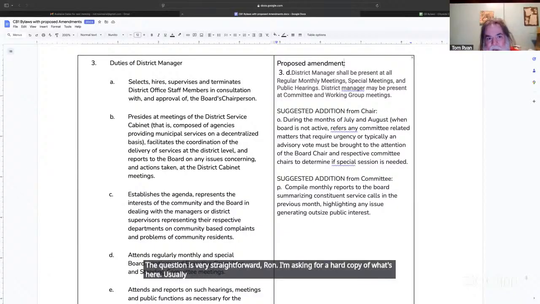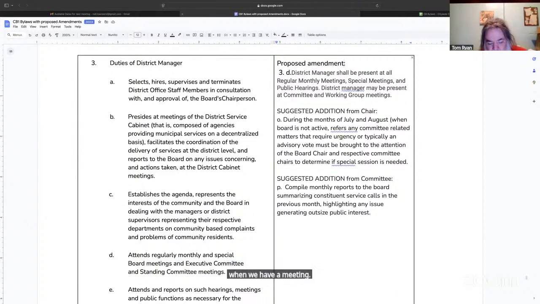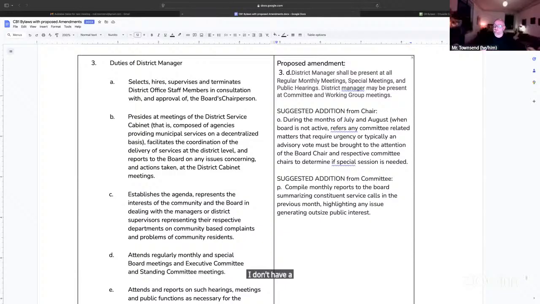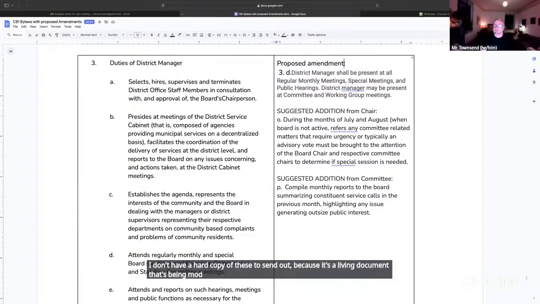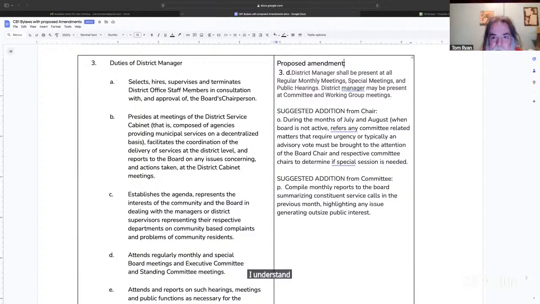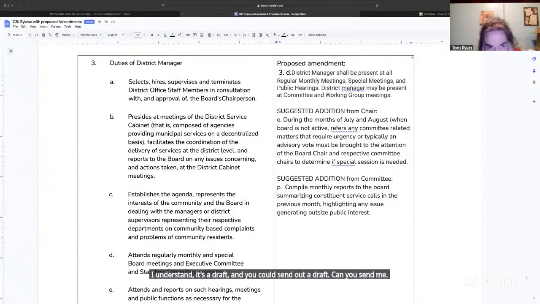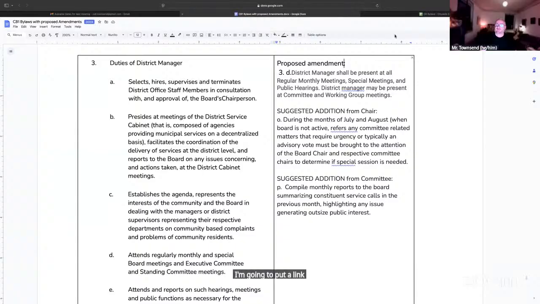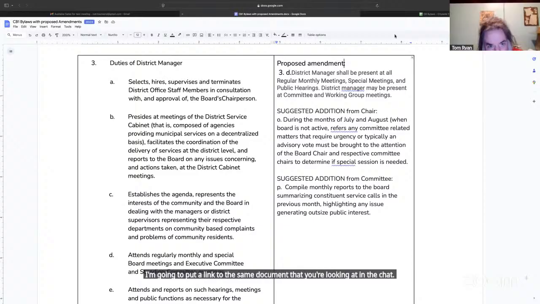Usually we put things out ahead of time when we have a meeting. I don't have a hard copy of these to send out because it's a living document that's being modified as we're meeting. I understand it's a draft and you could send out a draft. Can you send me a copy of this draft? It's easy, yes or no? I'm going to put a link to the same document that you're looking at in the chat. Okay, and I get it that way. So you'll have the exact same document.